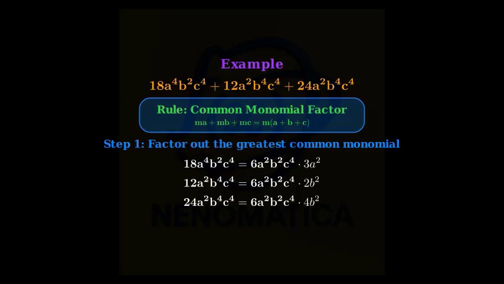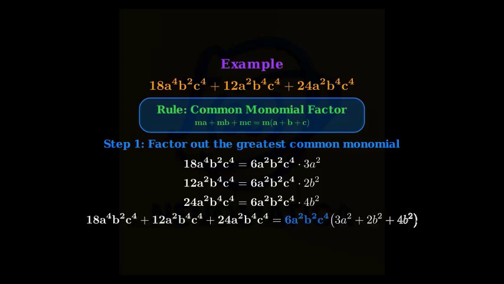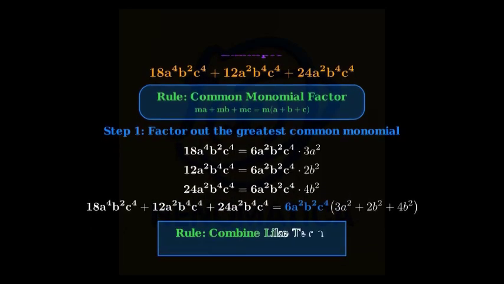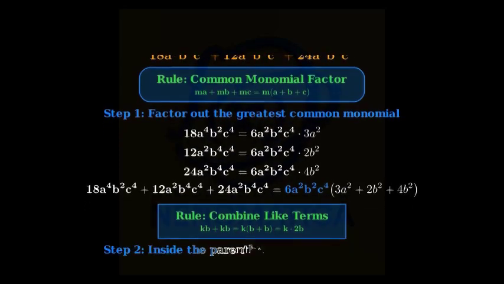Looking carefully, we can see that all terms share 6a^2 b^2 c^4. So we can factor out 6a^2 b^2 c^4 from the entire expression. This gives us 6a^2 b^2 c^4 times the quantity 3a^2 plus 2b^2 plus 4b^2. Next, we'll combine like terms inside the parentheses.